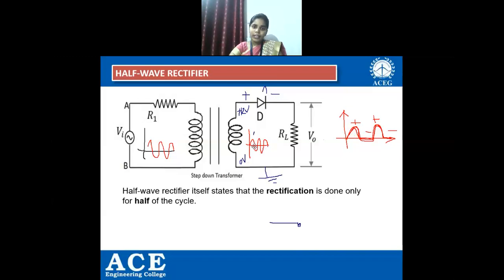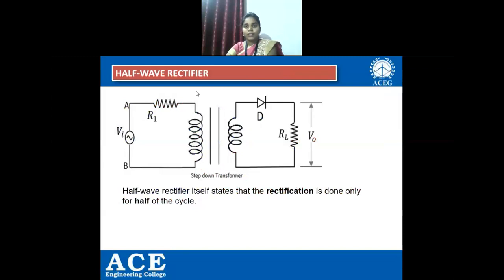Now for the negative half cycle, this would be minus 12, and here it will be connected to 0. Anode potential is at minus 12 and cathode potential is at 0. So our diode is in the reverse bias condition, that is an open switch. Clear? Now when it is open, does it allow current? No, that is why it is not conducting here. You can see here it is not conducting.